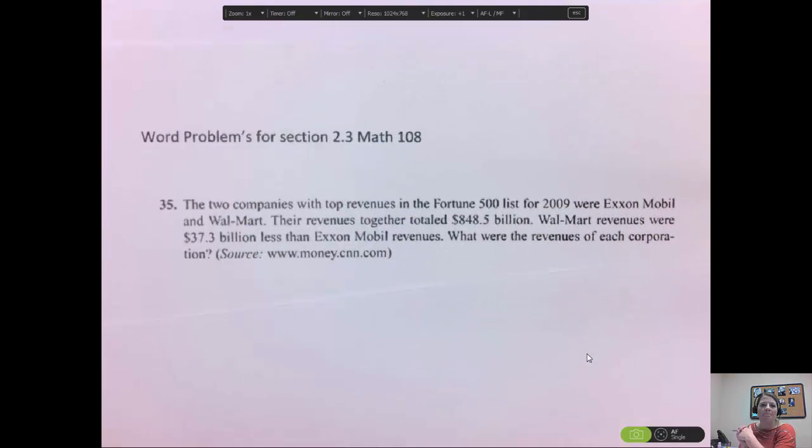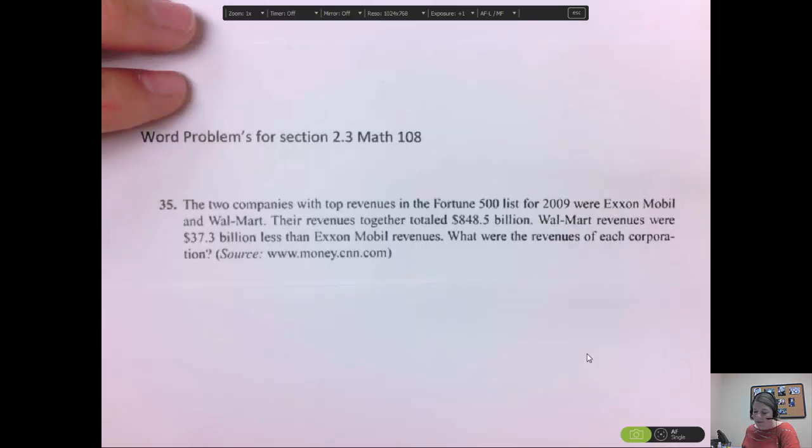It says, the companies with top revenue in the Fortune 500 list for 2009 were ExxonMobil and Walmart. Their revenues together totaled $848.5 billion. Walmart's revenues were $37.3 billion less than ExxonMobil's revenues. What were the revenues for each corporation?